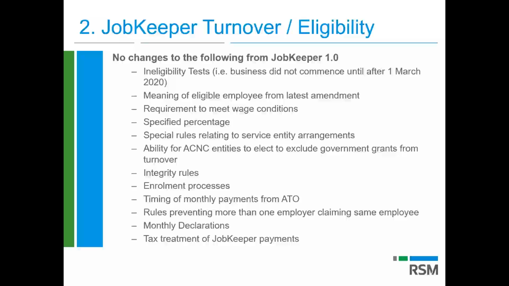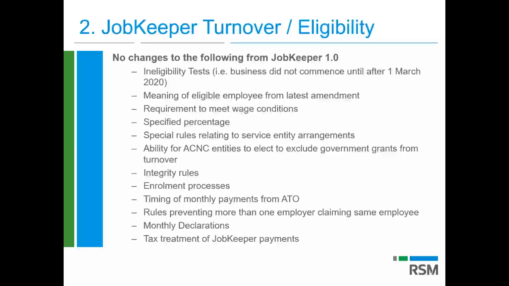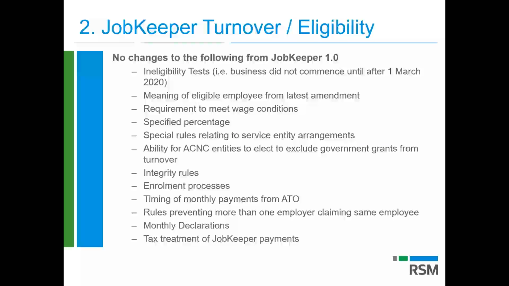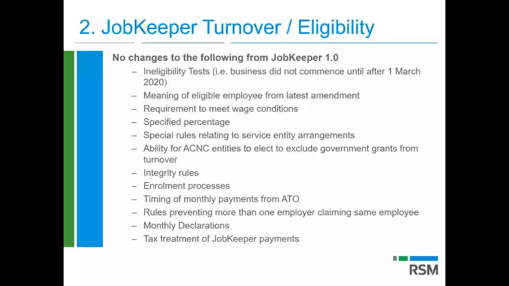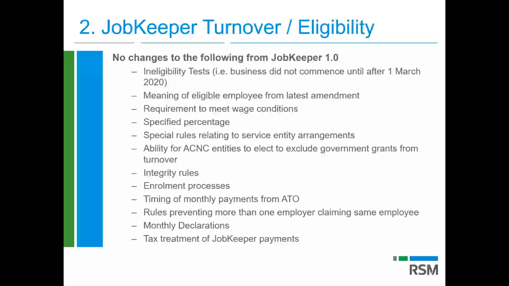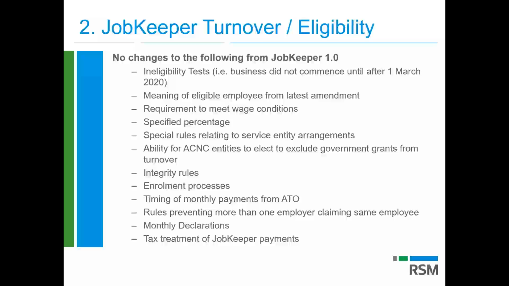There is also the requirement to meet the wage condition, although there is a concession that has been given for the first 2 JobKeeper fortnights in JobKeeper 2, and there is a date until the 31st of October in order to meet those wage conditions. The specified decline in turnover percentages have not changed. The same rules with respect to service entities are still there, as is the ability for AC&C registered entities to exclude government grants from turnover, and we do note that there is an election that needs to be made with respect to that.